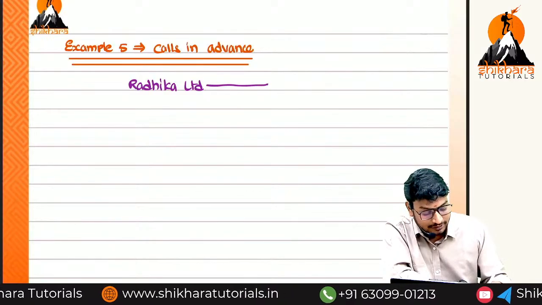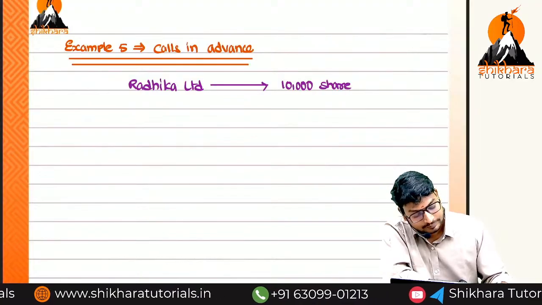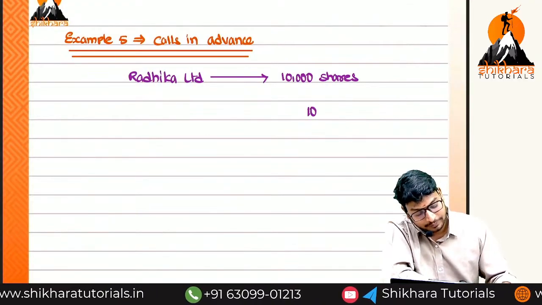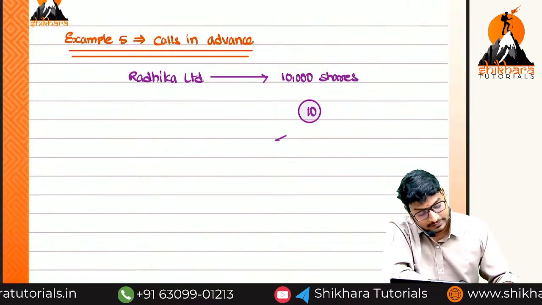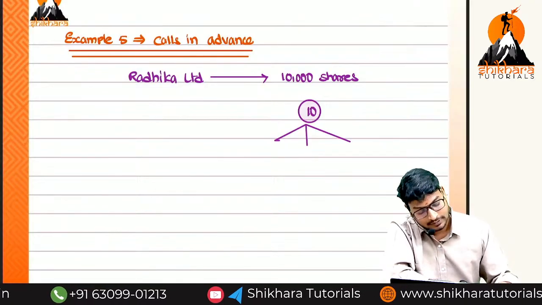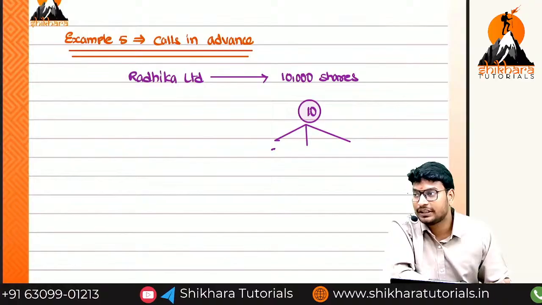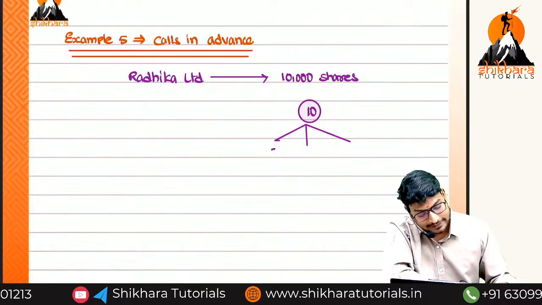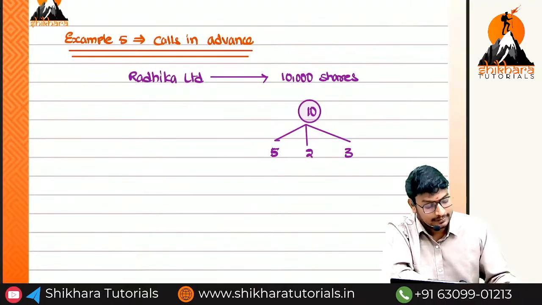Radhika Limited has issued shares, let us take 10,000. How many shares issued? 10,000. The nominal value is 10 rupees. Our face value is how much? 10. Out of this 10 rupees, how many installments? 3 installments. For the first installment, what should the minimum application money be? Greater than or equal to 25%, that means 2.5. So can I take 5 rupees here? Here 5, 2 and 3.